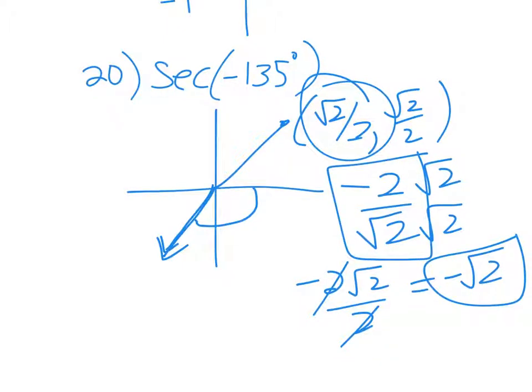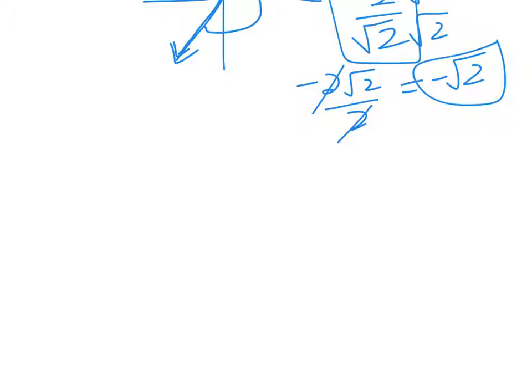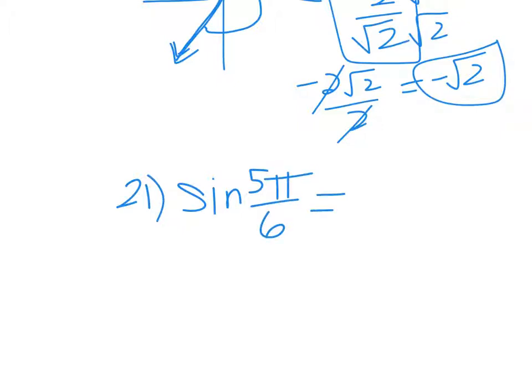All right, let's look at 21. Sine of 5 pi over 6. Here's how I evaluate all of these unit circle problems. I look at the reference angle, which is just pi over 6, and I go to quadrant 1, which I have written down on my paper.